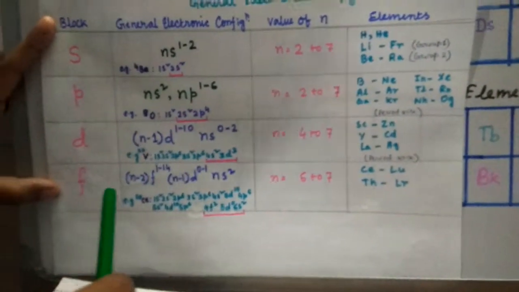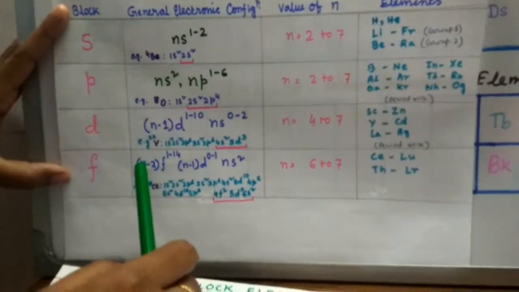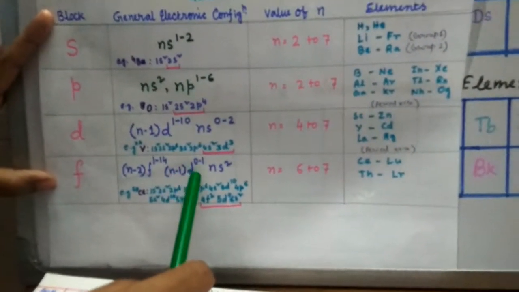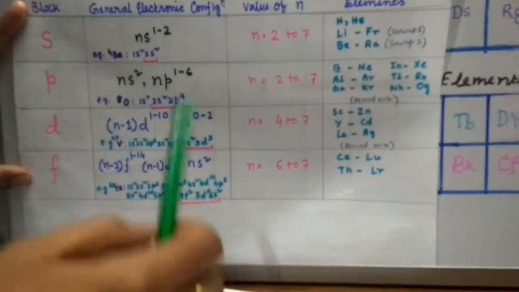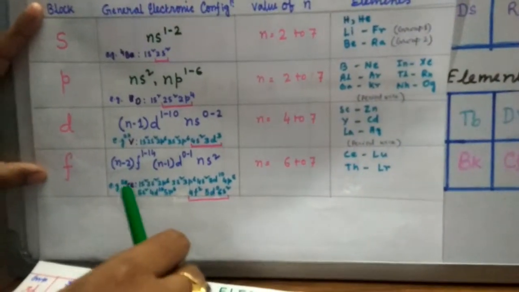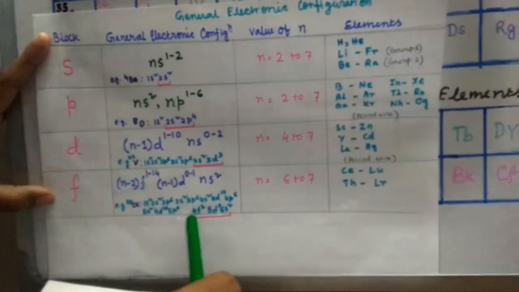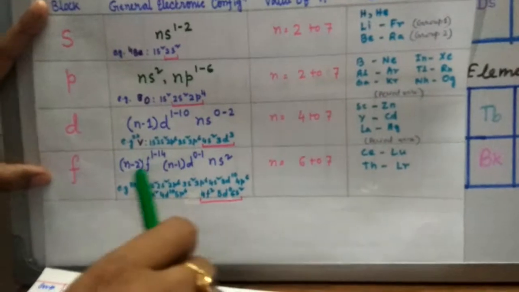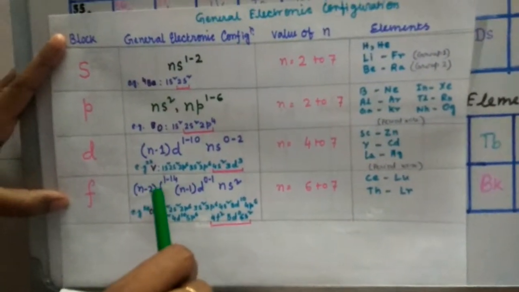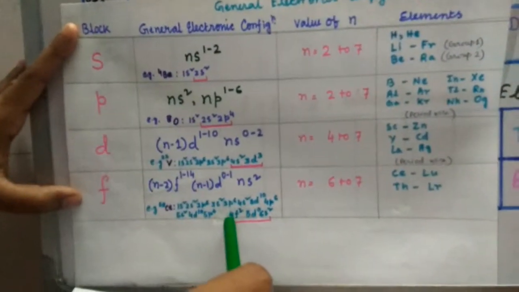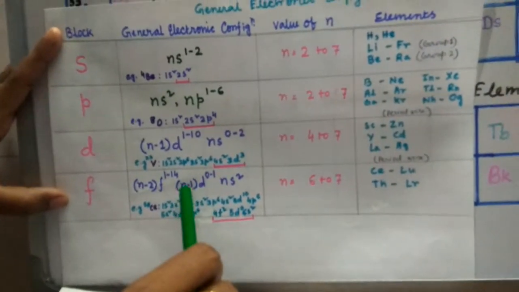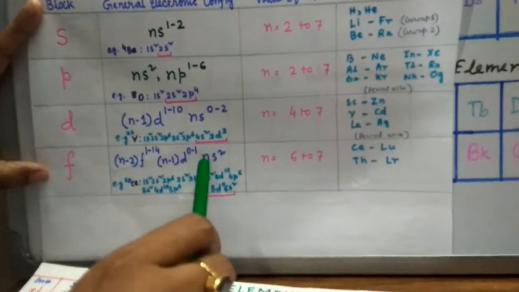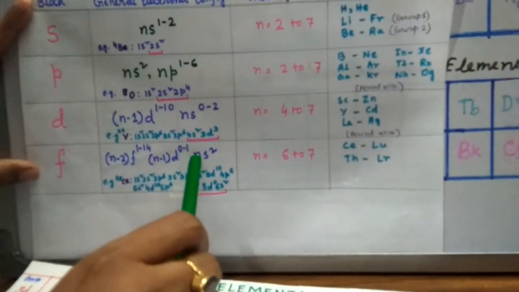And for the f block, the electronic configuration is (n minus 2)f1 to 14, then (n minus 1)d0 to 1 and ns2. Look at the electronic configuration of cerium. Here you see that it is 4f2 5d0 and 6s2. So you can match it here. n minus 2, that means 6 minus 2, so it is 4, and then 5d, n minus 1, that means 6 minus 1, so it is 5d0, and then ns2, where n is equal to 6 here.